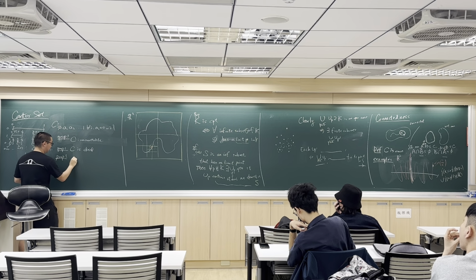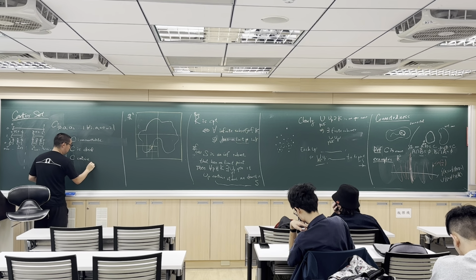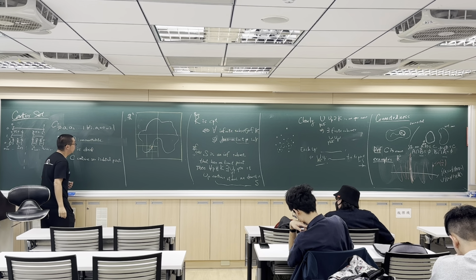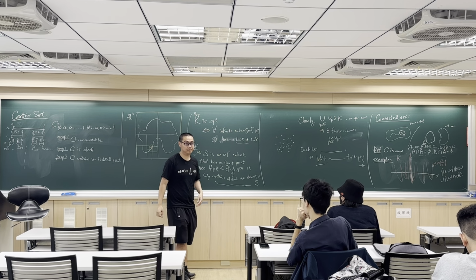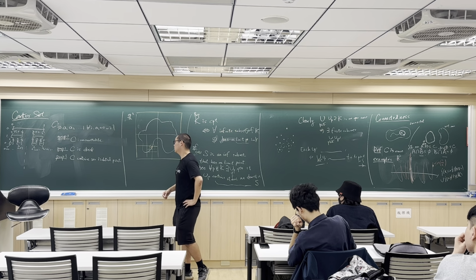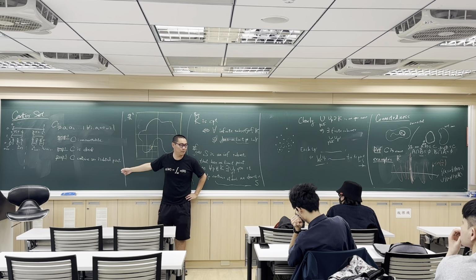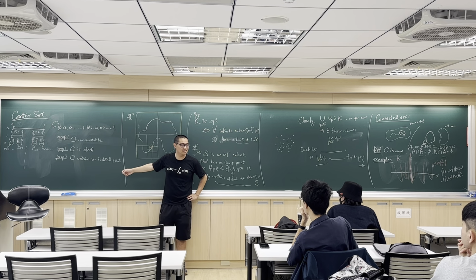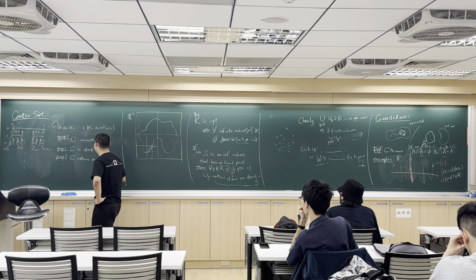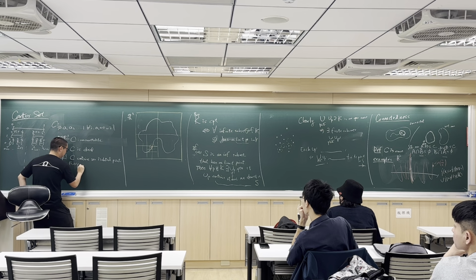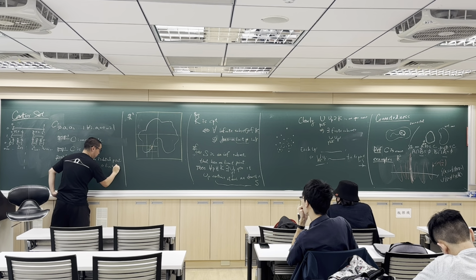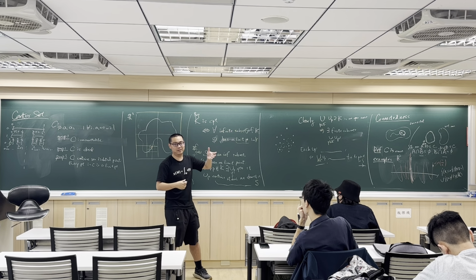Proposition 3: C contains no isolated points. Do you know what an isolated point is? Or say, every point in C is a limit point. That's it. So an isolated point is a point that is not a limit point.